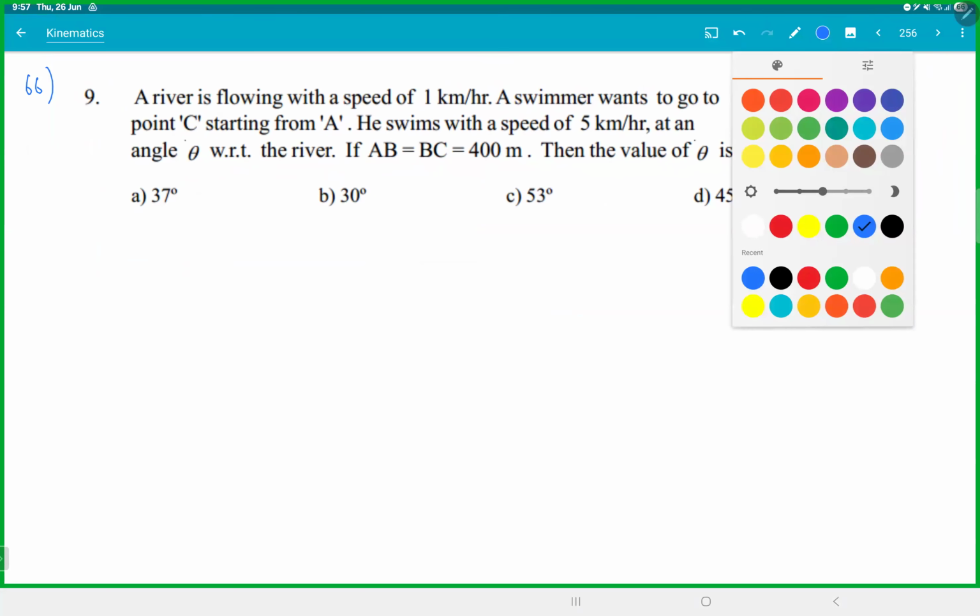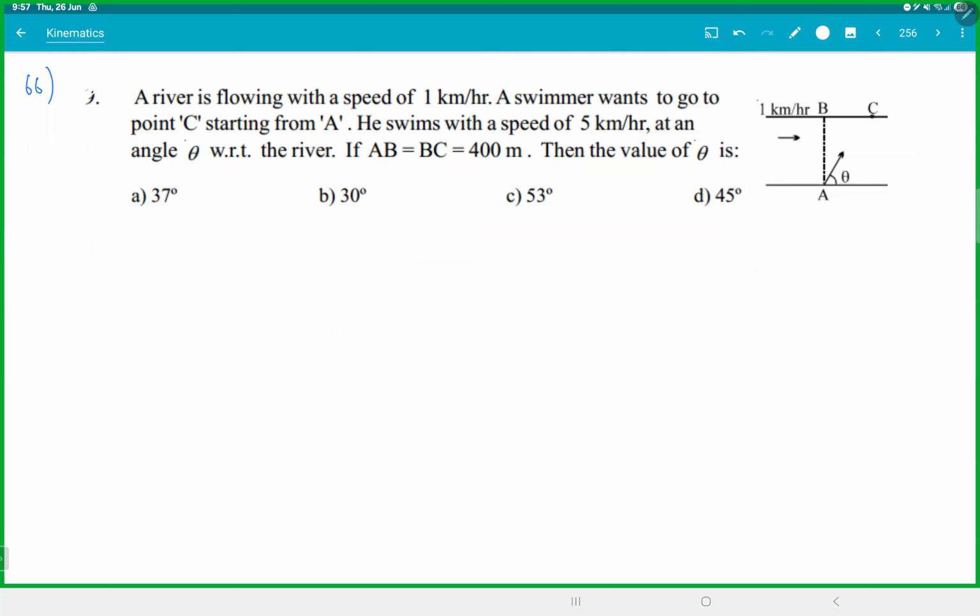Yeah, let's get this. The river is flowing with a speed of 1 kilometer per hour. A swimmer wants to go to point C starting from A. He swims with a speed of 5 kilometers per hour at an angle theta. AB is equal to BC is equal to 400. What is theta?